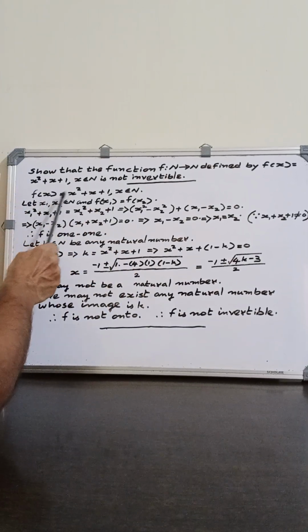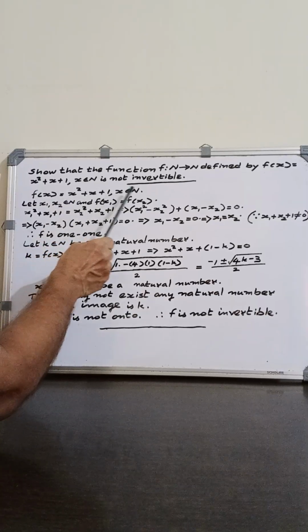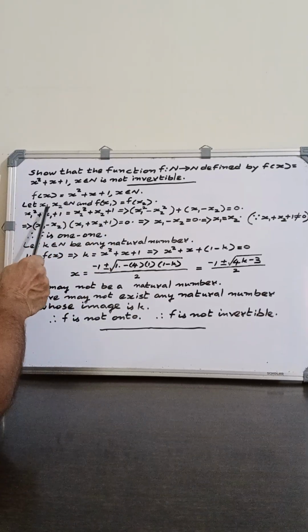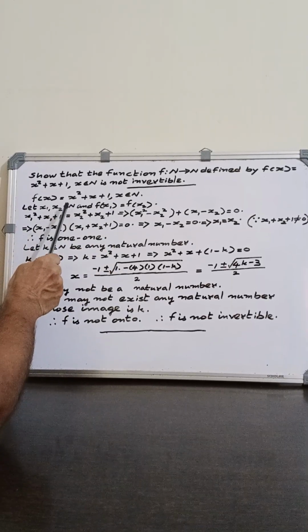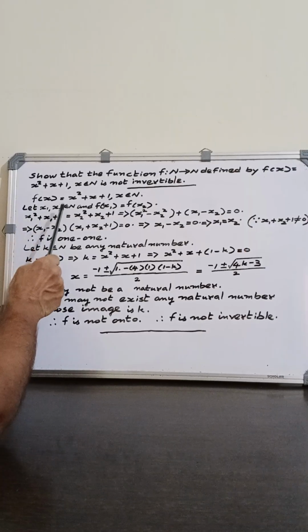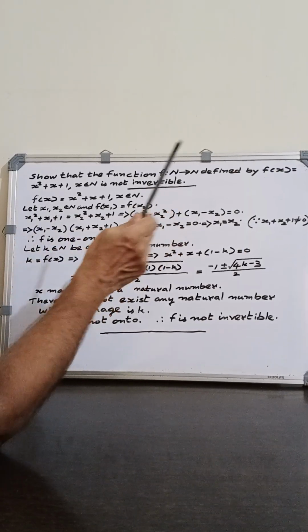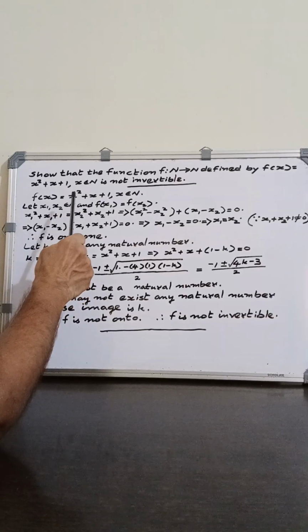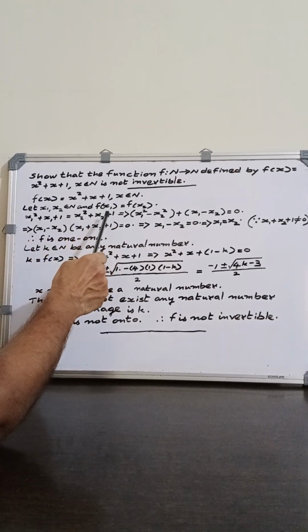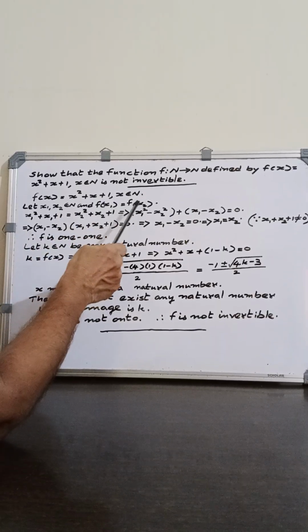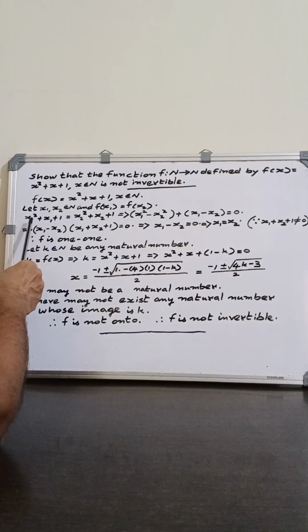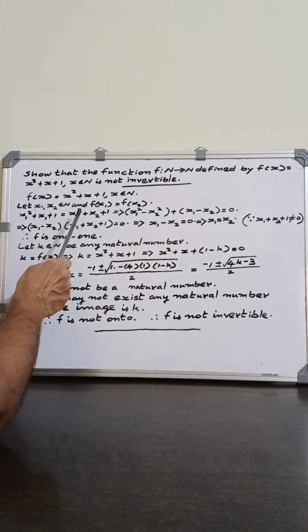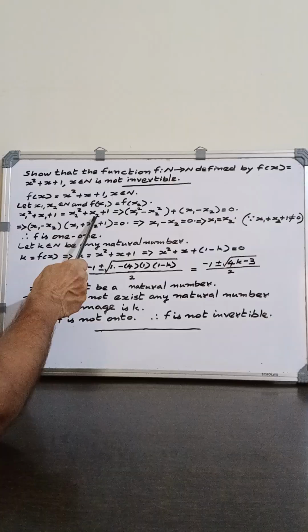Let f(x) = x square plus x plus 1, x belongs to N. Let x1, x2 belong to N. Here x1 and x2 are two natural numbers. Suppose f(x1) = f(x2), that is x1 square plus x1 plus 1 equals x2 square plus x2 plus 1.